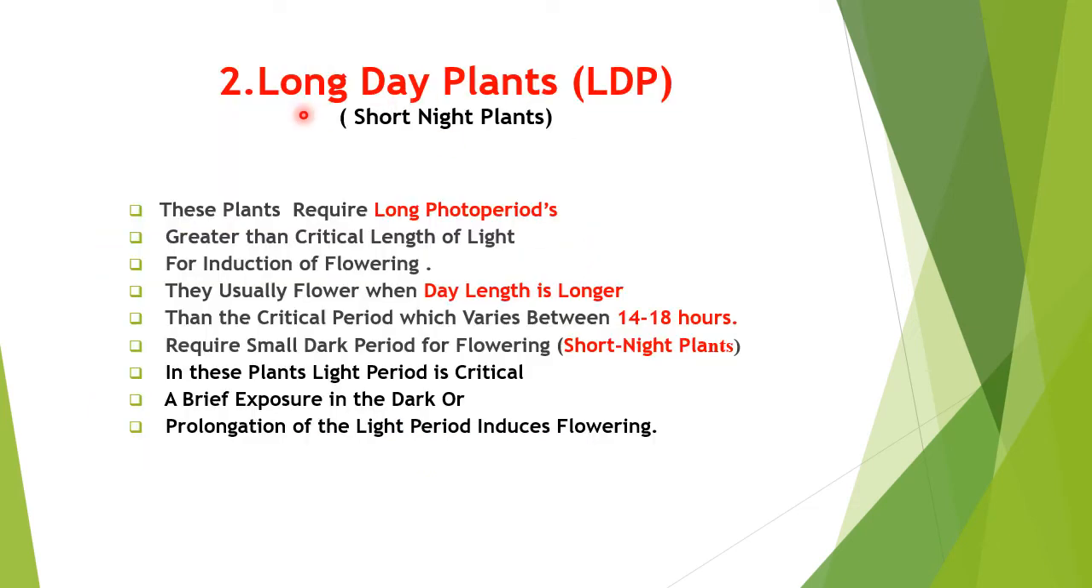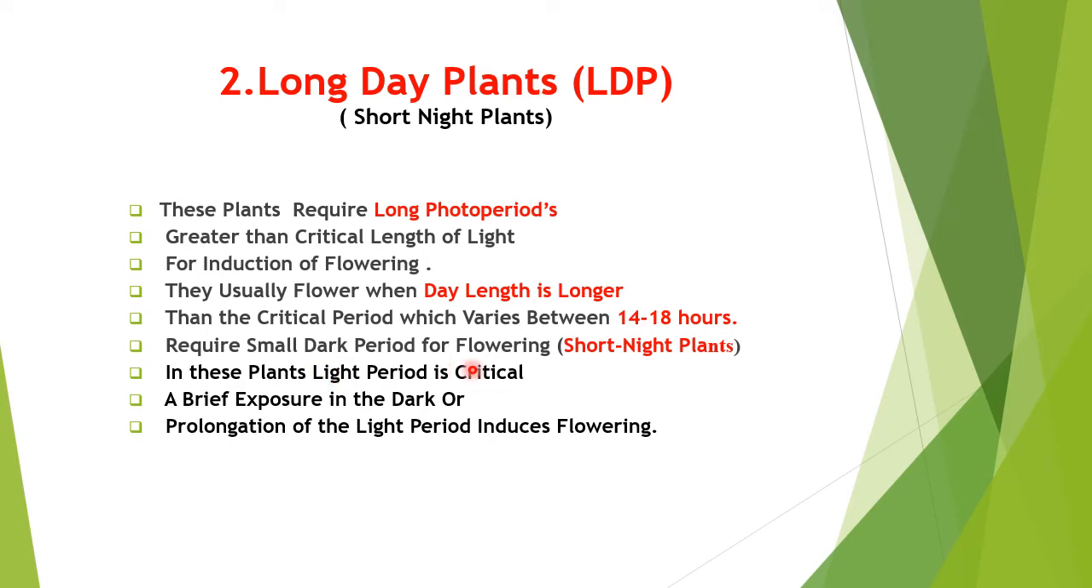The second one is called the long day plant, which is also called the short night plant. Long day plants require long photoperiods, greater than the critical length of light, that's 12 hours. More than 12 hours is needed for them for induction of flowering. They usually flower when day length is longer than the critical period, which varies between 14 to 18 hours of day. They require small dark periods for flowering. Short night plants, that's why they require a very short, less dark period. They are called short night plants.